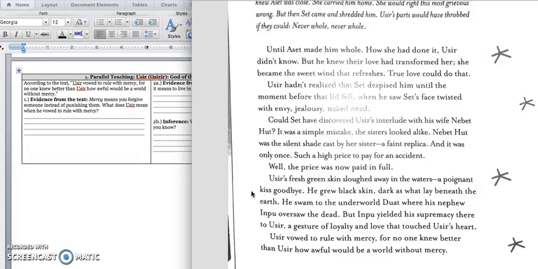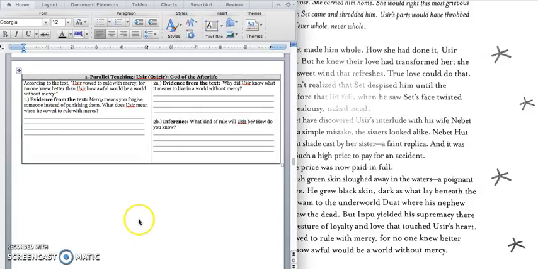Usir vowed to rule with mercy, for who knew better than Usir how awful would be a world without mercy. All right, let's go to the first part of our parallel teaching. In box one, it says, according to the text, Usir vowed to rule with mercy, for no one knew better than Usir how awful would be a world without mercy. And it tells us that mercy means you forgive someone instead of punishing them or getting revenge. What does Usir mean when he vowed to rule with mercy? So we need to think back to our background knowledge.